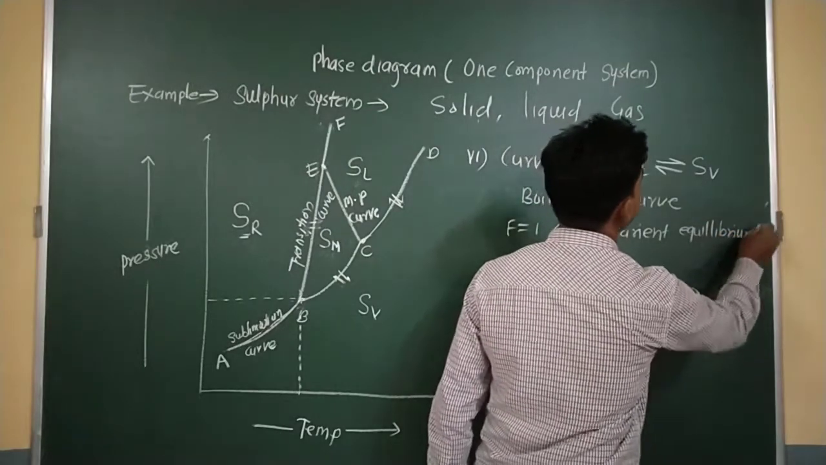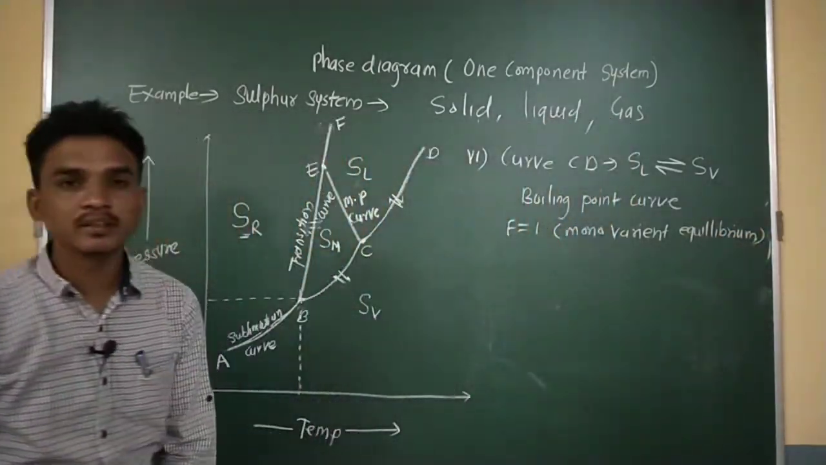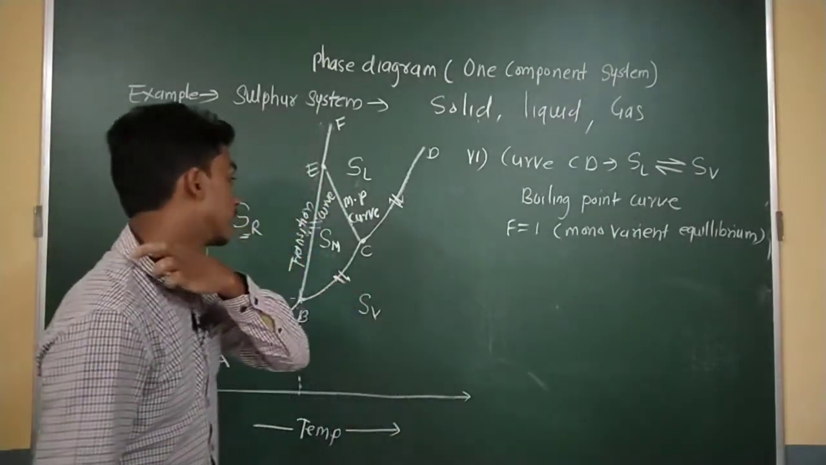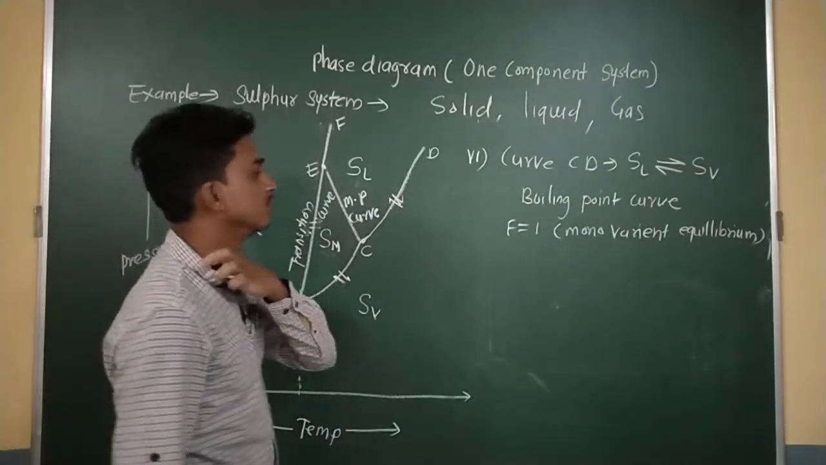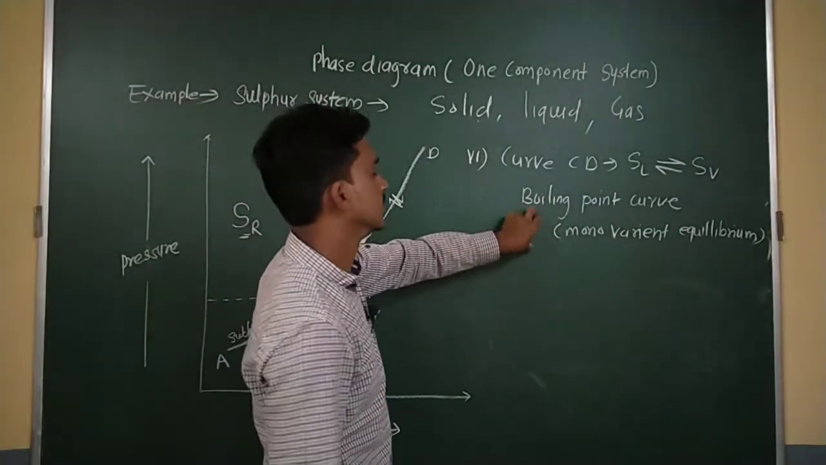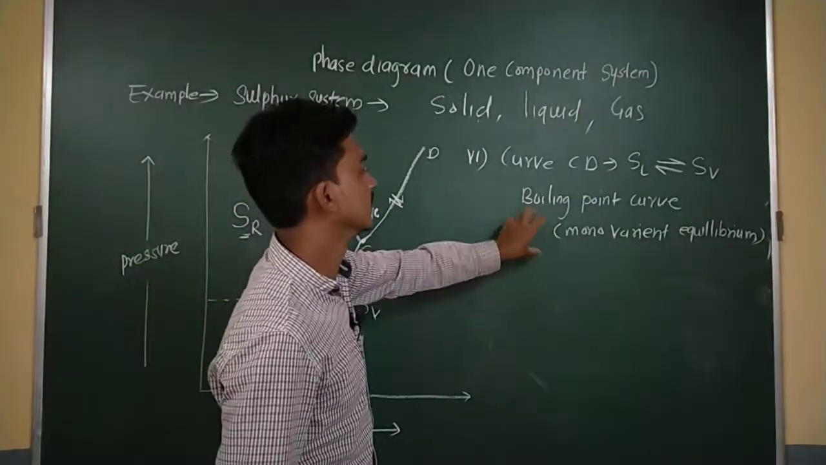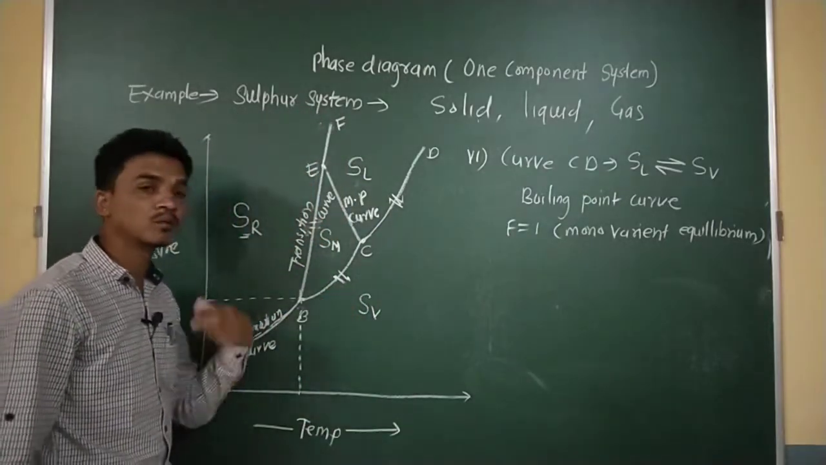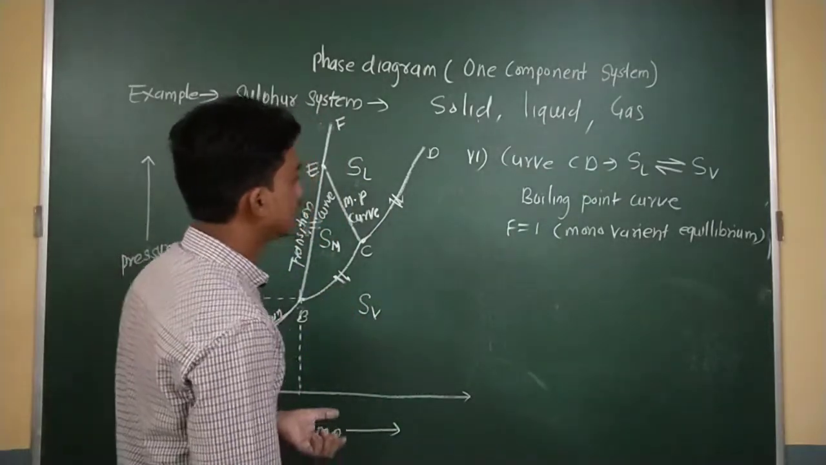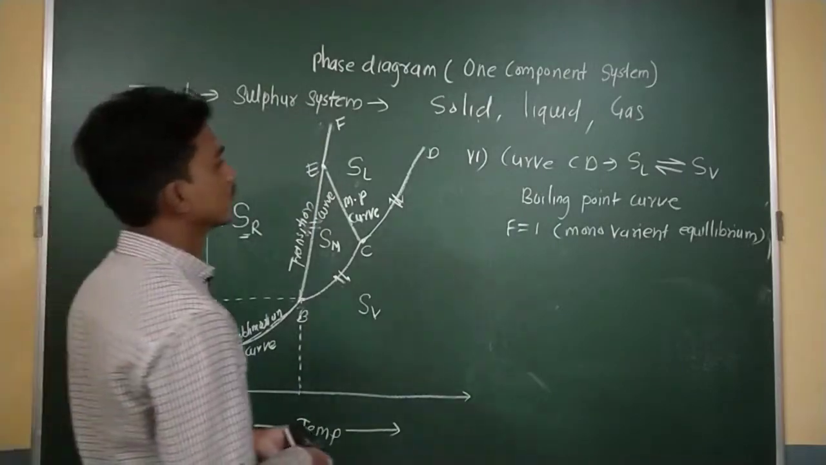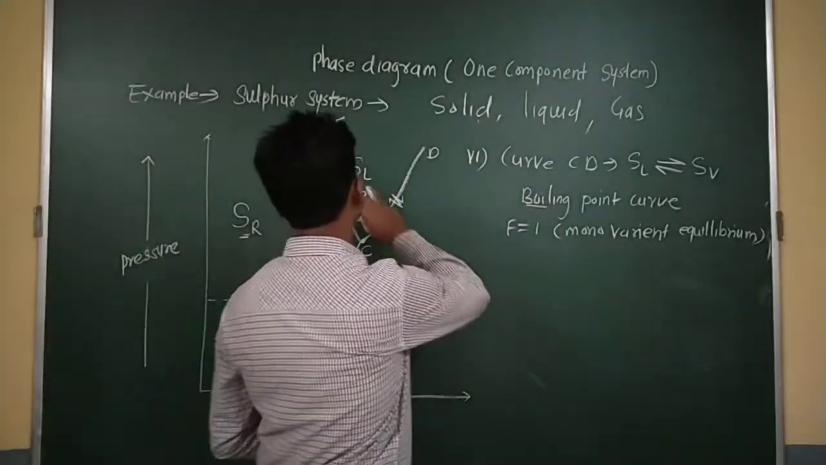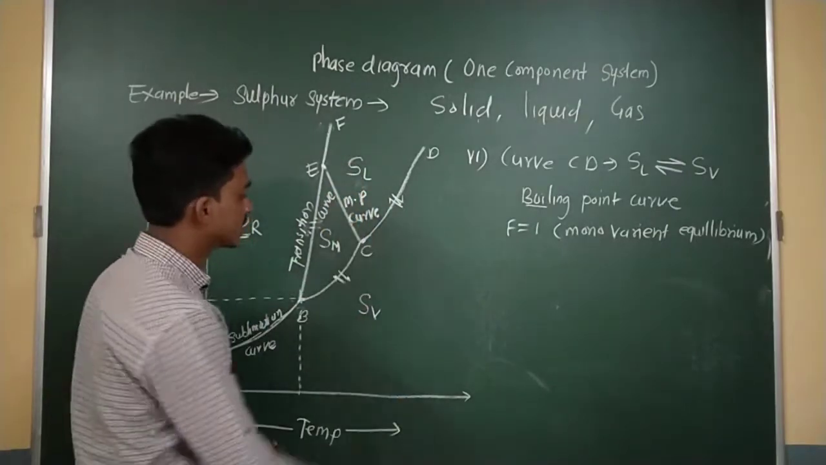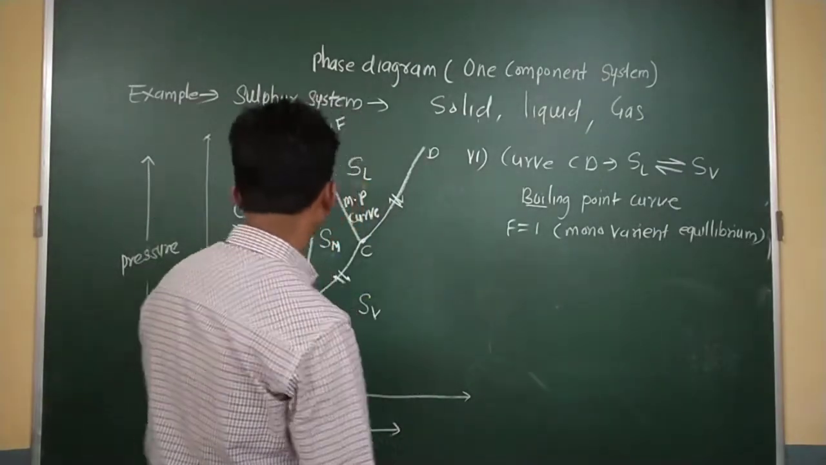Once you understand all these things, how to calculate F is equal to C minus P, and how to calculate the degree of freedom of any system, then you can easily say whether this is a monovariant equilibrium, bivariant equilibrium or non-variant equilibrium. This is the boiling point curve, because this is SL, that means sulfur in a liquid state gets converted into sulfur in a vapor state.